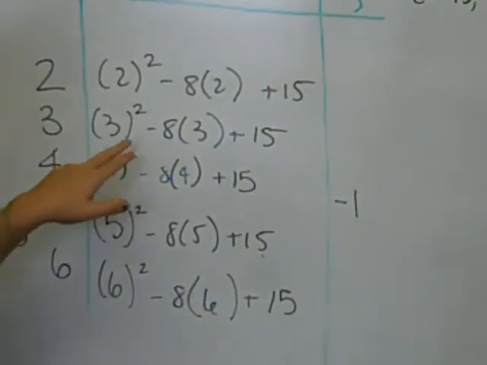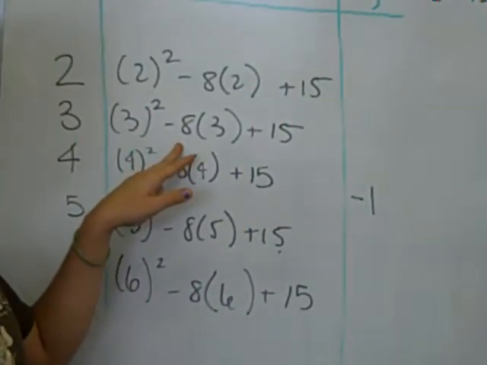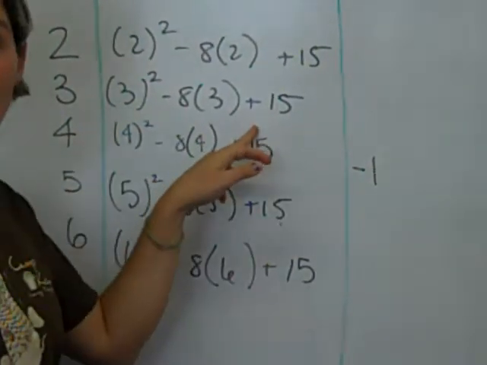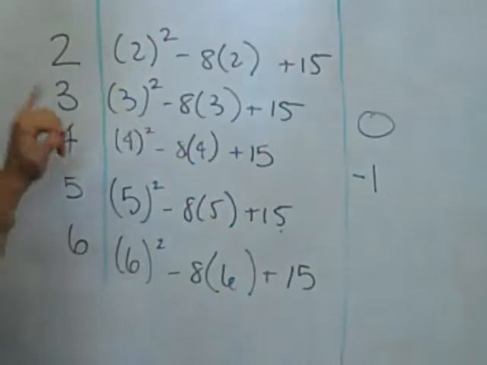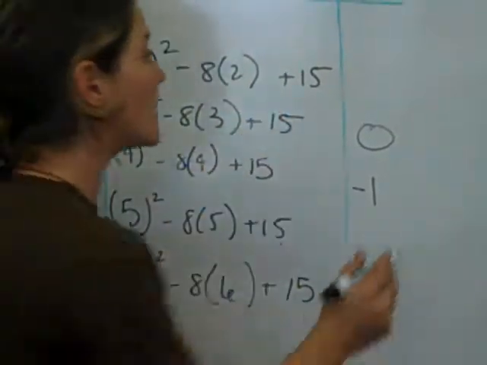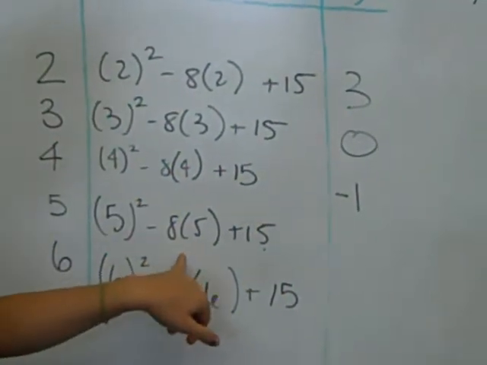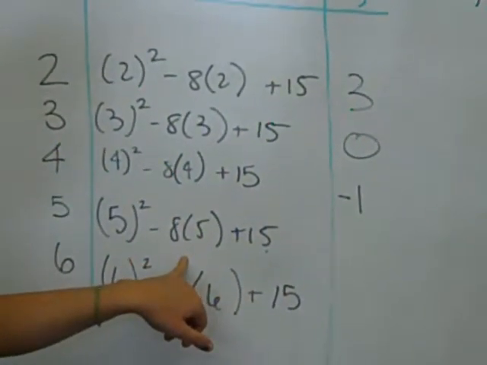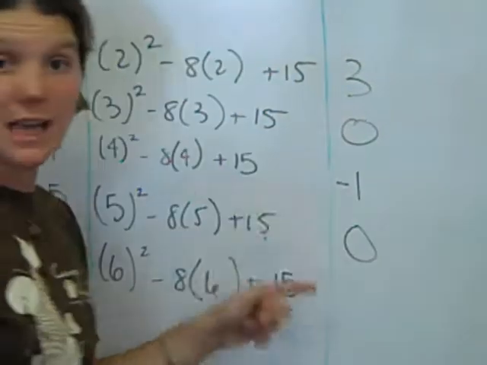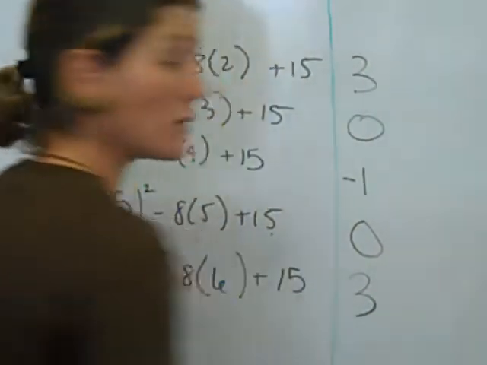So we have 3 squared is 9. 9 minus 24 is negative 15. Negative 15 plus 15, 0. 2 squared is 4. 4 minus 16, negative 12. Negative 12 plus 15, 3. 5 squared, 25. Minus 40, that's negative 15. Plus 15, 0. That makes sense. We're creating that axis of symmetry. I'm going to cheat because I know the rule. This is going to be 3.